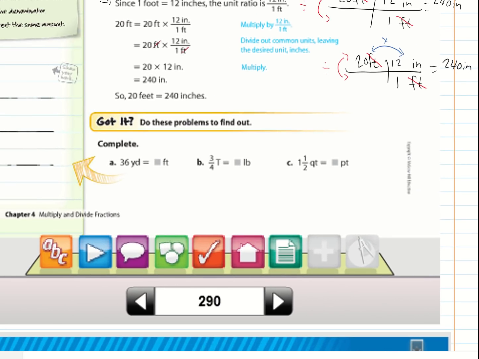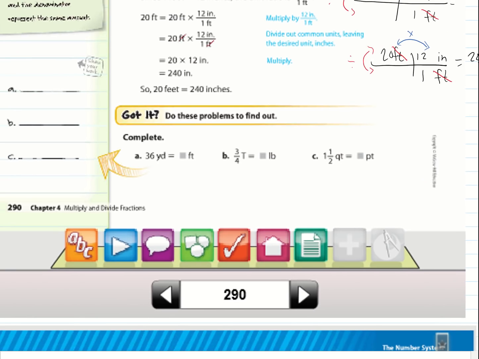Alright, so I'm actually going to do A with you guys. We have 36 yards, and we're converting to feet, so I'm going to have feet on top, and I need my yards to cancel, so I'm going to put my yards on the bottom. I know there's 3 feet in 1 yard.